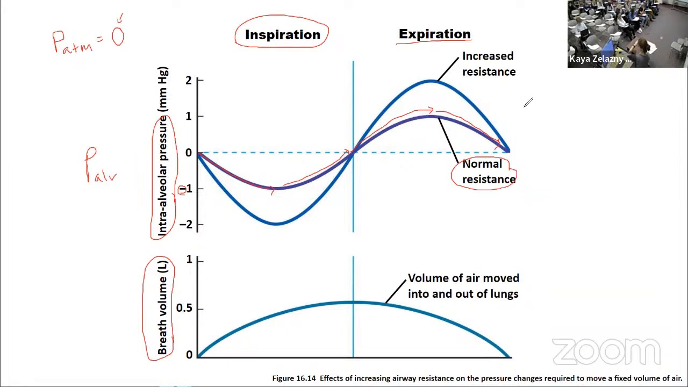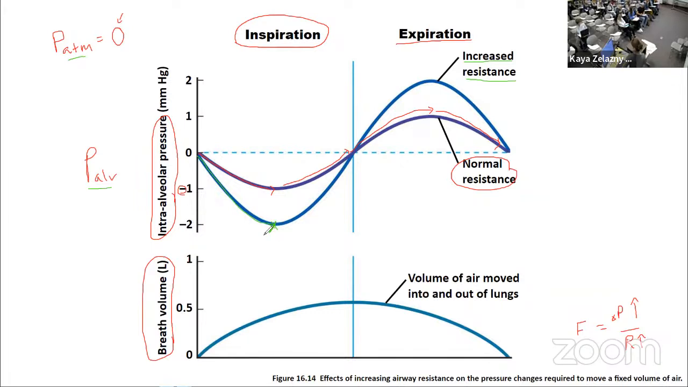Increases in resistance mean that in order to have that same flow, the breath volume, which is essentially our flow, we want to keep that the same. So we're going to have to raise our pressure difference in order to combat that increase in resistance. That's what we're tracing in this top diagram, this increased resistance. With this greater resistance, we now need a greater difference between our alveolar pressure and the atmospheric pressure in order to pull in the same amount of air.